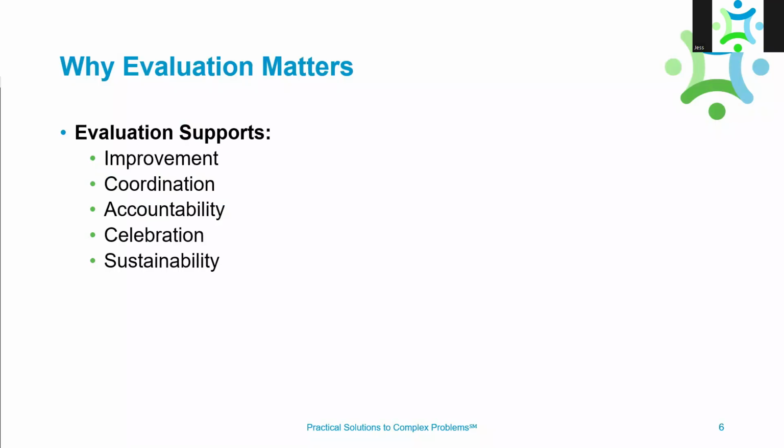So with that, we're going to get into some different areas where evaluation can help support, whether that be your community, your organization, maybe it's even you personally or on an internal level for your staff. But these are the 5 main areas that evaluation helps support, and that's going to be improvement, coordination, accountability, celebration, and sustainability. So we're going to break each of these down here in a second.